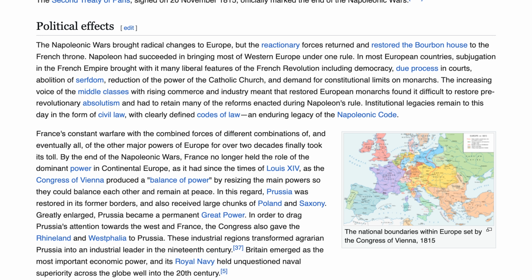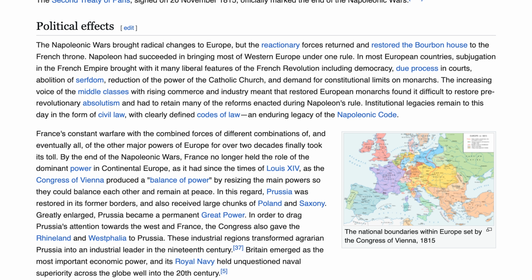Napoleonic Wars. Political effects. The Napoleonic Wars brought radical changes to Europe, but the reactionary forces returned and restored the Bourbon house to the French throne. Napoleon had succeeded in bringing most of Western Europe under one rule.